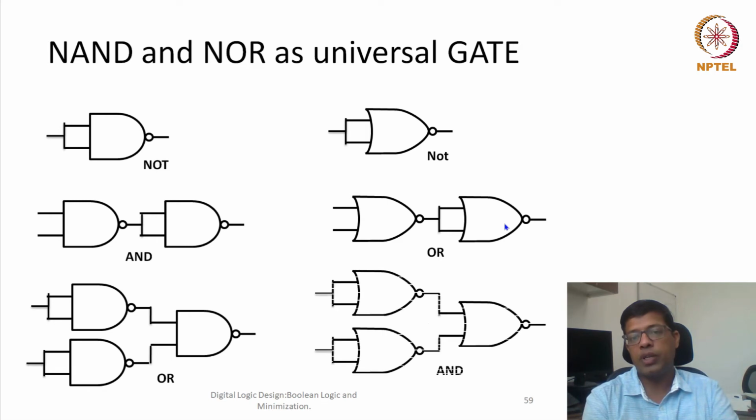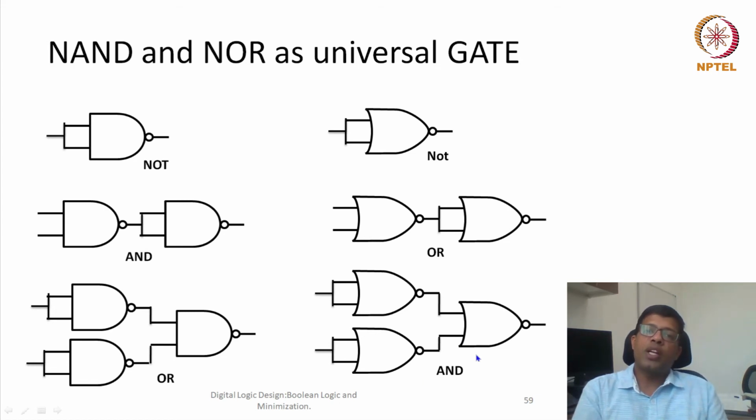Because of the relation between OR and AND, I can invert both the inputs of my NOR gate, and effectively it will work like a NAND gate. So this way, these NAND and NOR gates can act like universal gates and can be used to construct almost any Boolean logic or any digital logic.